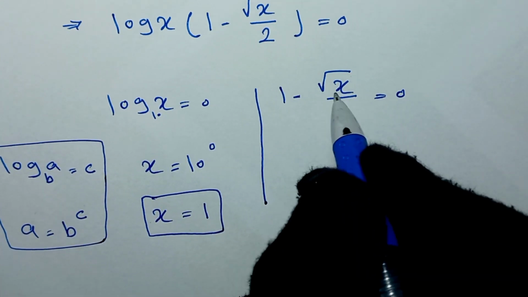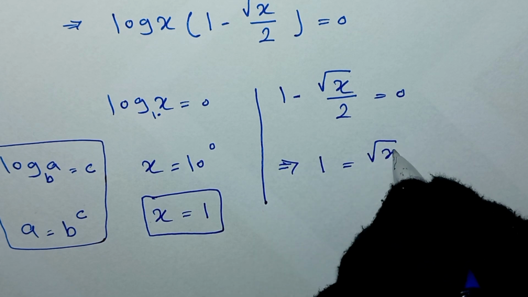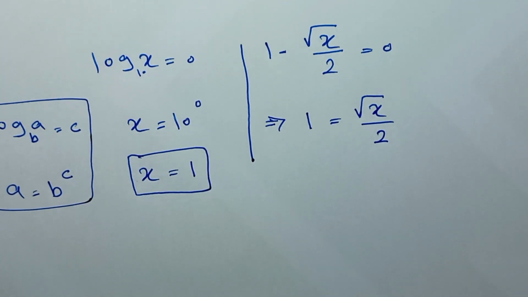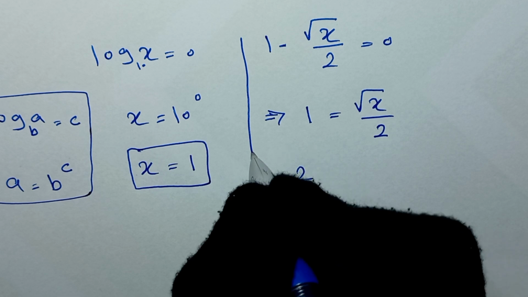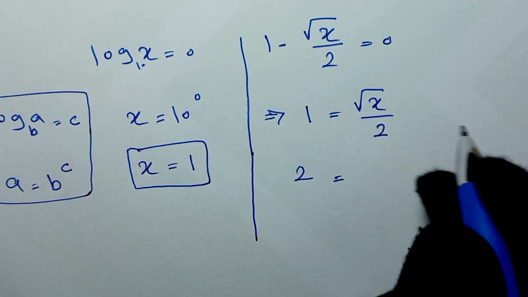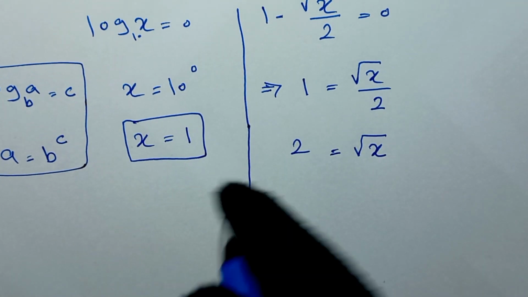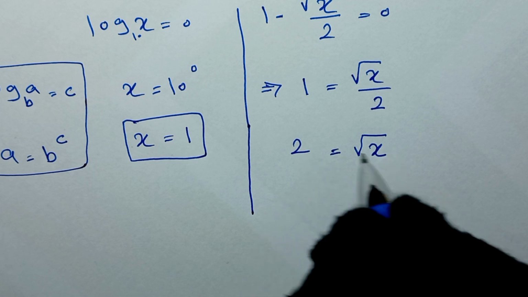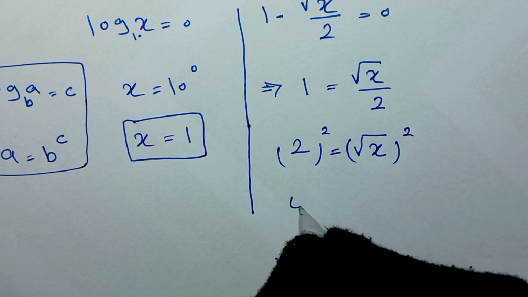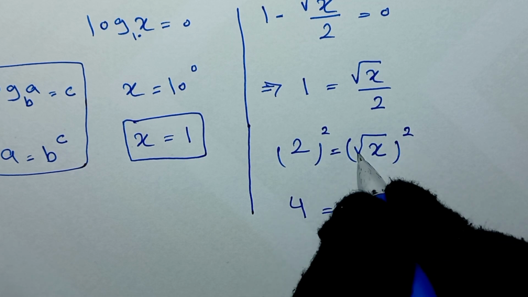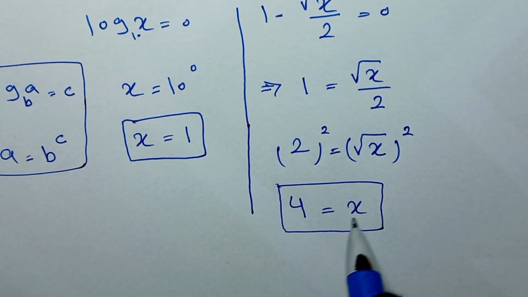And here we take this to this side, so it will be 1 is equal to the square root of x over 2. In the next step, we multiply both sides of this equation by 2, so 1 times 2 will be 2, and this times 2, this 2 will cancel, and it will be the square root of x. In the next step, we square both sides of this equation. 2 to the power of 2 is 4, and this to the power of 2, this square root will cancel, and it will be x.